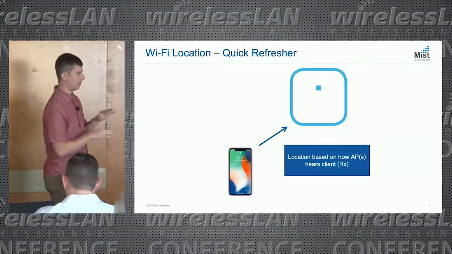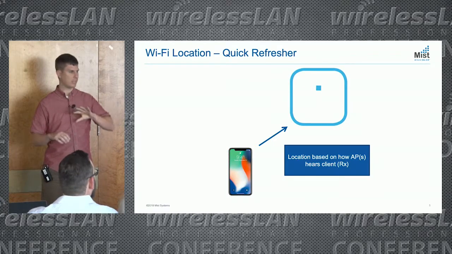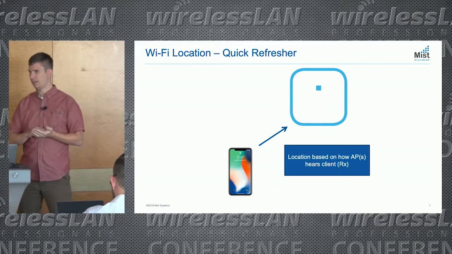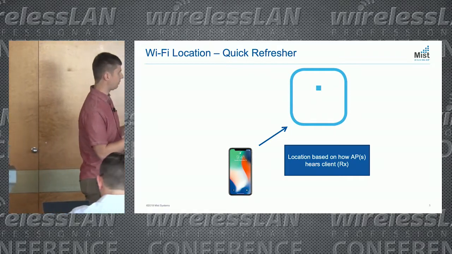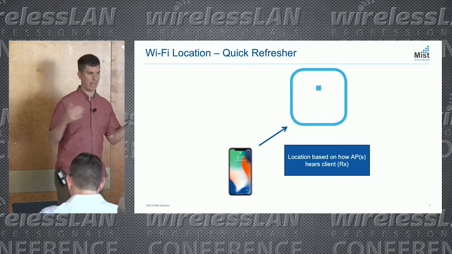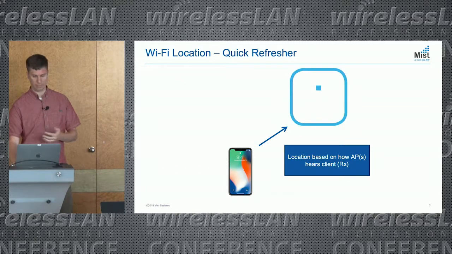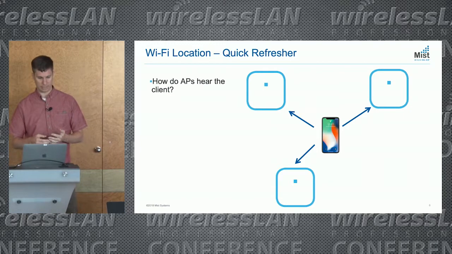So let's talk about why you might want to use BLE for location. But before we do that, we should probably understand Wi-Fi location, so we can understand how they're different. I think Wi-Fi location has been around for a very long time. It's not new, and fundamentally the way you locate a client with Wi-Fi is the access point listens for the client and tries to determine a location based on how it hears the client. So this is the AP receiving. So in a multiple AP environment, how do you locate a client?